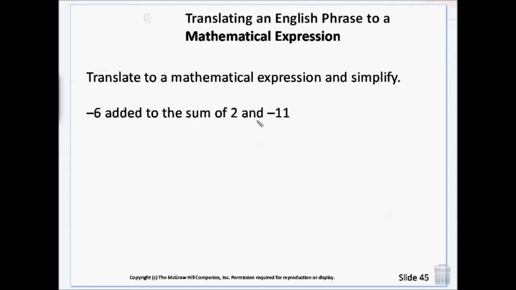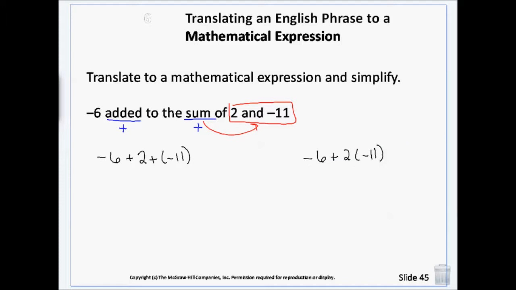We're going to turn this sentence into math. Now, added to is plus, and sum is plus. Those both mean plus. So if I take negative 6 and I add it to, this is being added. That's what this is saying. This is 2 plus negative 11. So I'm going to add that to 2 plus negative 11. And again, you can either do this in parts or you can rearrange it. So I'm going to write it down twice, and we'll do method 1 and method 2.